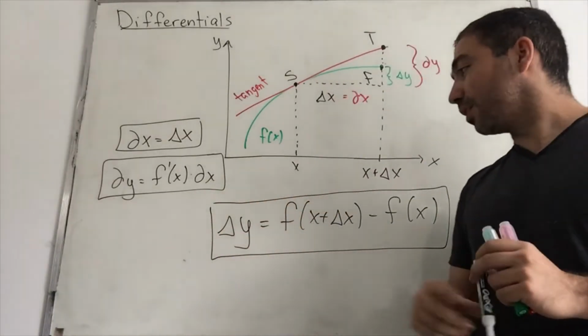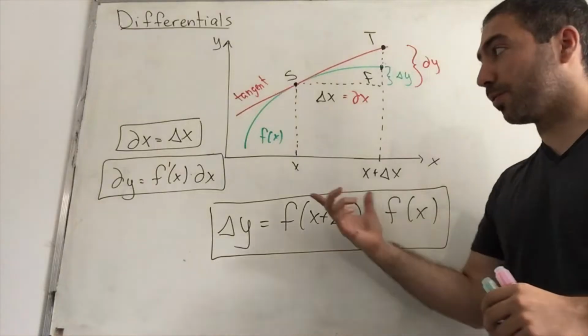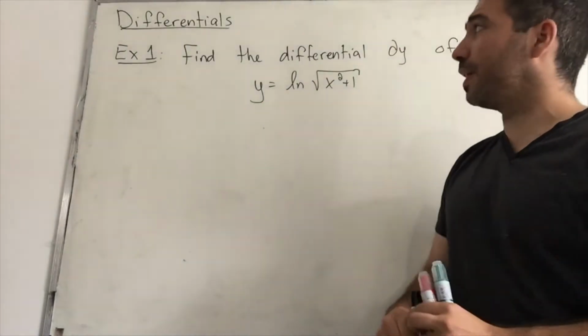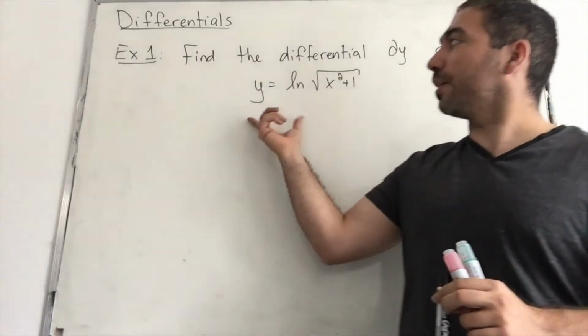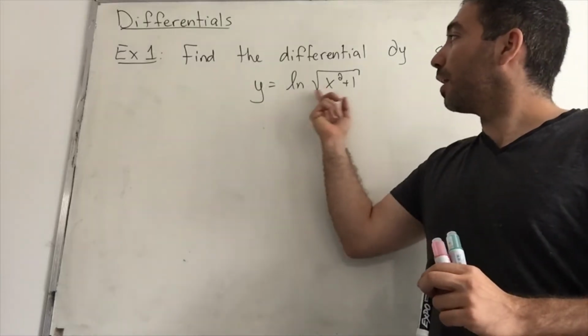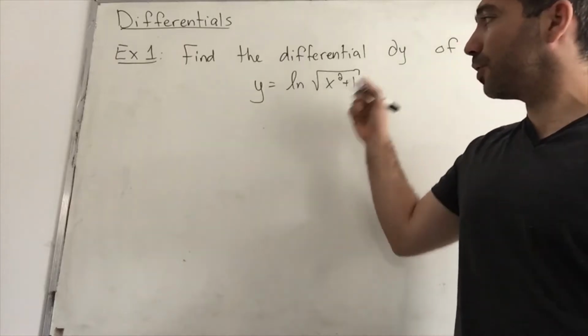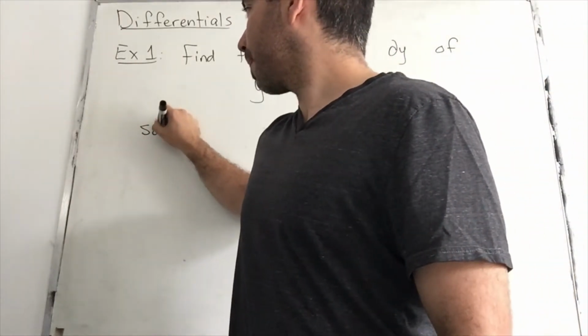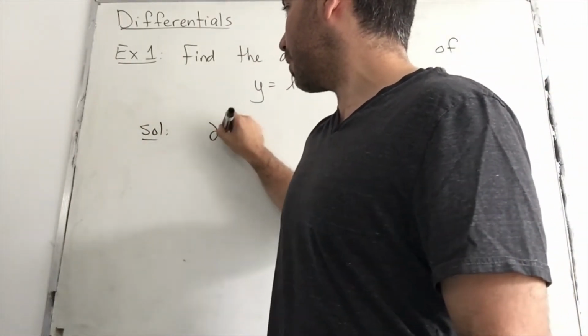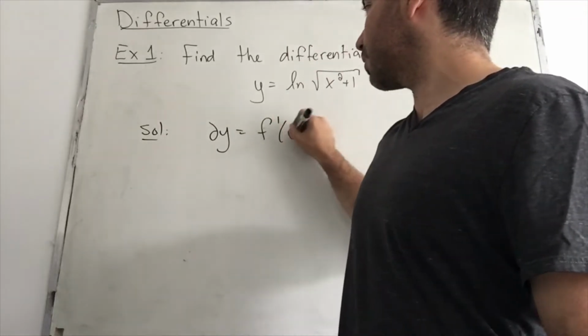Okay, let's take a look at a couple of examples and we'll apply these formulas. So in our first example over here, it says find the differential dy given the function y equals ln of square root of x squared plus 1. So let's go ahead and do that. So first of all, the differential dy, using our formula, it's dy equals f prime of x times dx.